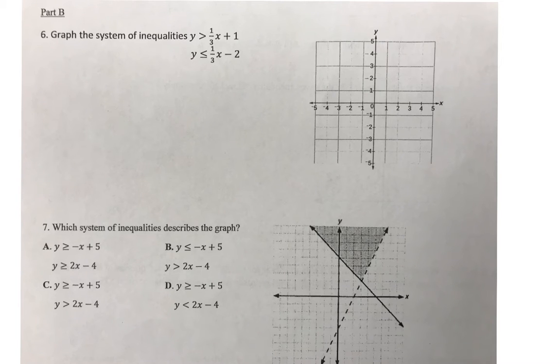Alrighty, here's part B of the test review. It says graph the system of inequalities. So the only thing different here is that we're going to have two inequalities to graph instead of just one, like on part A. So we're going to graph these one at a time. I'll use two different colors. I'll use red for the first one.